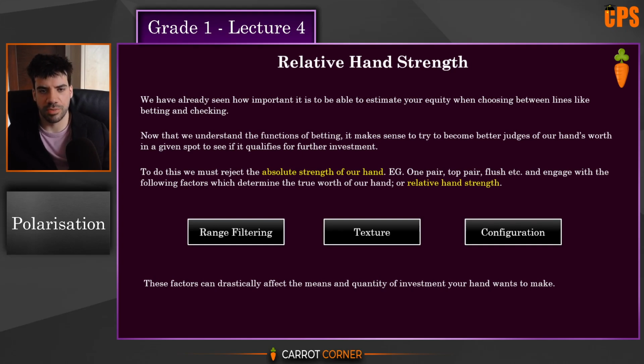When you look at some of the best players in the world, they will have a very innate and accurate sense of their relative hand strength, of how good their hand is, not just relative to their opponent, but relative to all of these factors that can separate top pair from top pair, flush from flush, even king high flush from king high flush, right? Depending on how we got to the spot, the texture, and the original configuration.